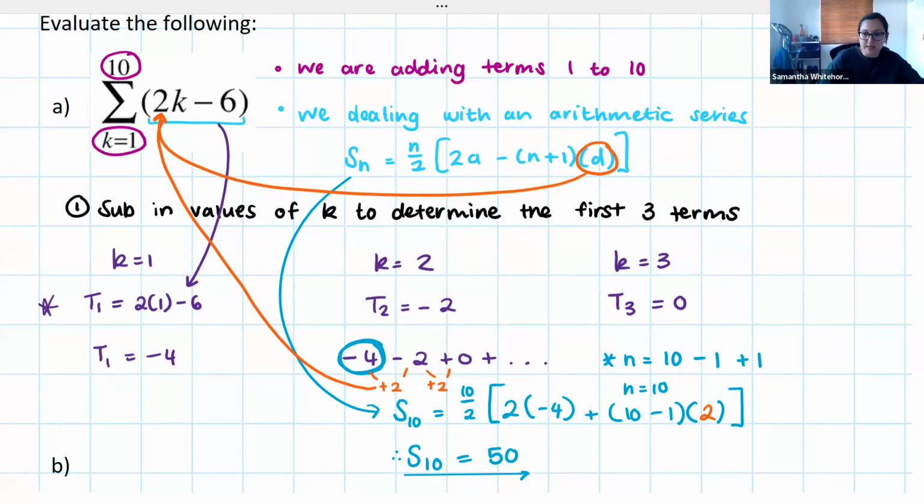Right, so I'm just going to wait here, take your screenshot, and then we're going to have a look at another one that deals with a geometric sequence, which I've given away now, but it's fine. It is what it is.